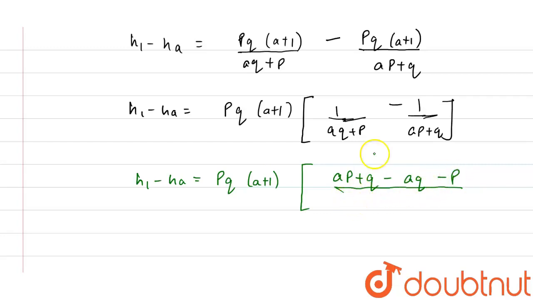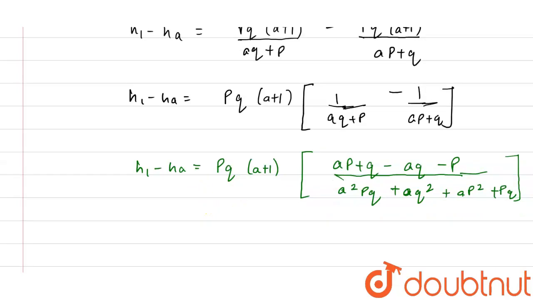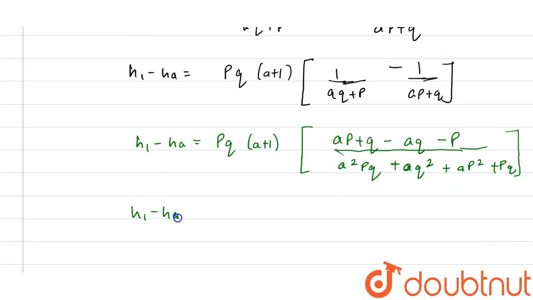and that is divided by, if we also multiply in the denominator, a square pq plus aq square, similarly plus ap square, and the last term is plus pq. So now we can write h1 minus ha equals pq multiplied by a plus 1, and if we take p common from here, we get a minus 1.